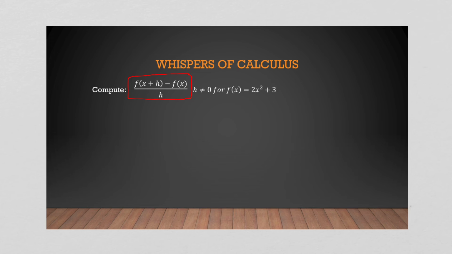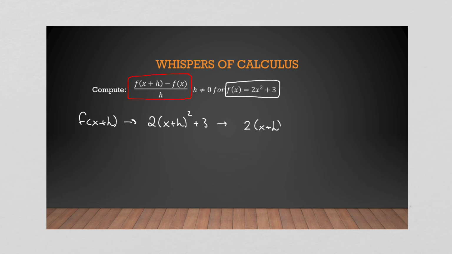F of x is given to us right here. What we don't have is this f of x plus h. Well, that just means in our f of x function, we now sub in x plus h. So we have 2, and then instead of x squared, it becomes (x plus h) squared, and then plus 3. Simplify this out, and you have 2 times (x plus h) squared plus 3, which is 2, and then FOIL that bit.